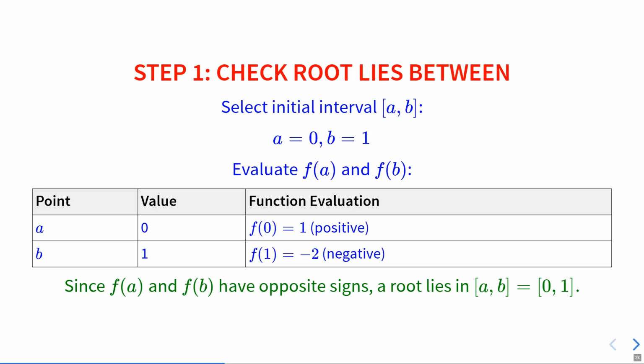So here I am selecting interval a and b. Here a is 0 and b is equal to 1, and then calculate f(a) and f(b). If I plug in a equal to 0, meaning x is equal to 0, I'll get f(0) is 1, positive, and b is equal to 1. If I plug in x equal to 1, that will give -2, negative. Since f(a) and f(b) have opposite signs, the root lies between a and b, meaning 0 to 1.